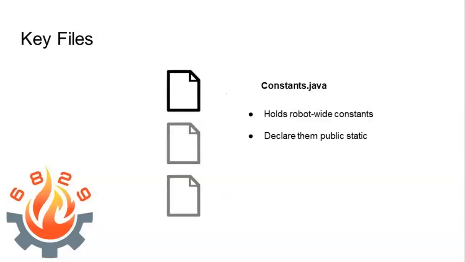Constants.java. That one should only be constants that are static. Great things that could be in there are, maybe, the diameter of your wheels. That way, if you need to do the math to figure out the number of ticks per rotation to feet or some sort of distance, it's there. So all your constants are there.